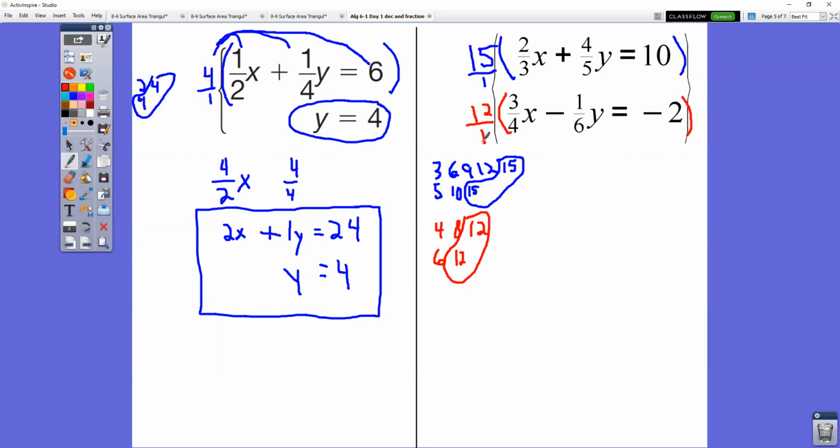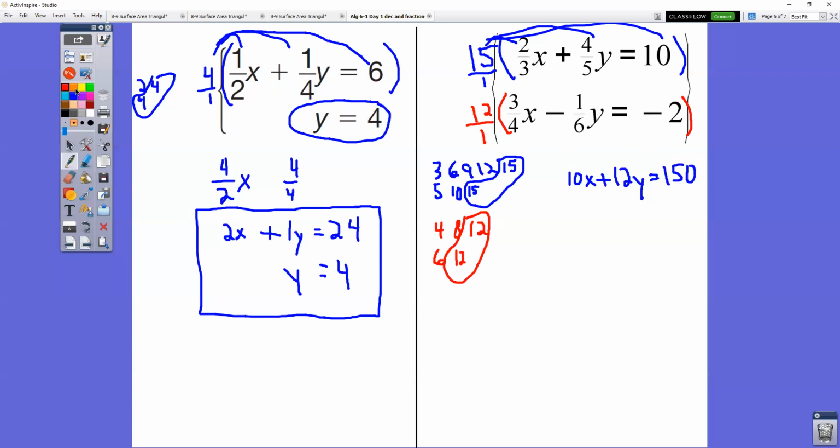When you would distribute, you would end up with an answer on the top. You would have 15 times 2, which is 30. 30 over 3 is 10x. You would have 15 times 4, which is 60. 1 times 5, which is 5. 60 divided by 5 is 12y. Make sure you distribute that third time. When you distribute that third time, 15 times 10 is 150.